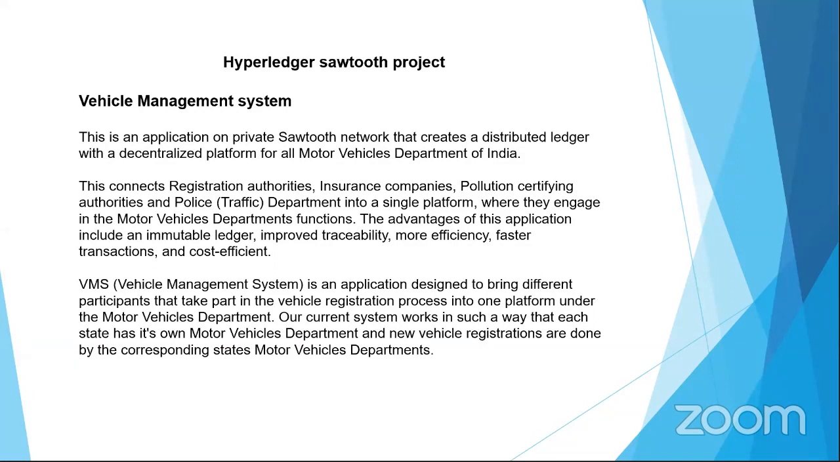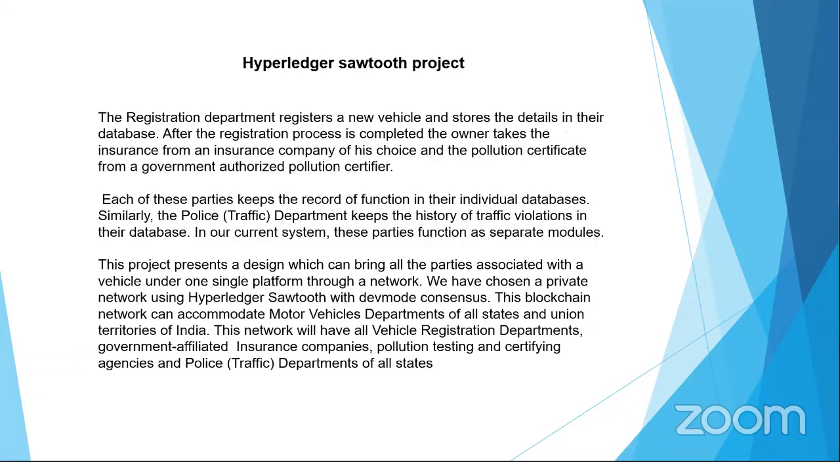We all know that Hyperledger deals with private chains, but Ethereum deals with public chains. But we also know that we can create private chains in Ethereum. So when it comes to the Hyperledger Sawtooth project, we have the private chains. In the vehicle management system, this application is designed to bring these parties involved into a single platform, and this platform acts as a network which interlinks the different parties.